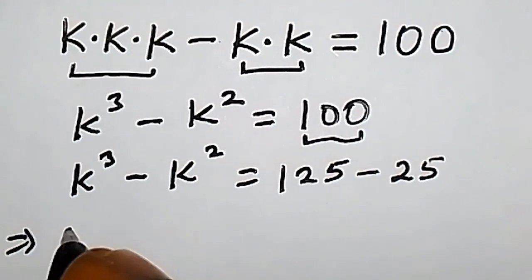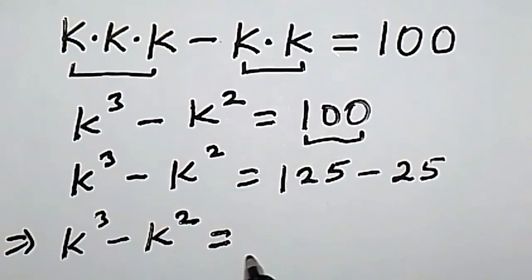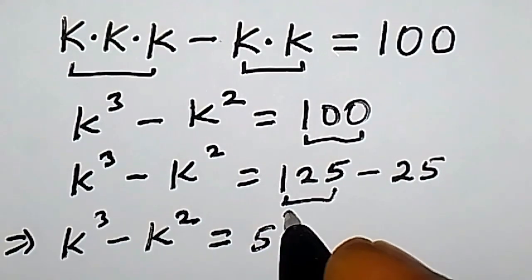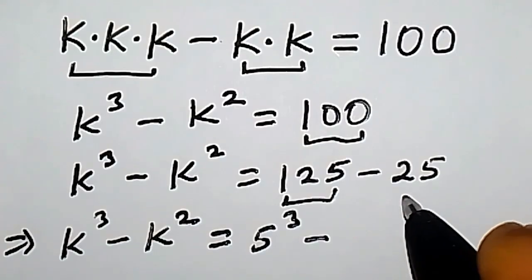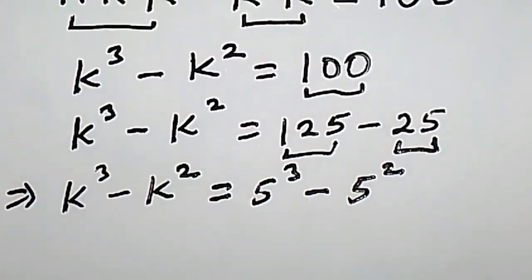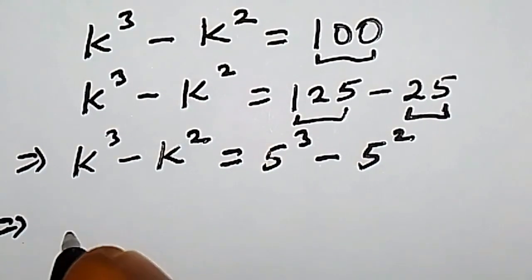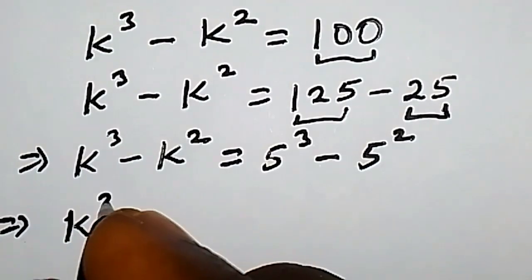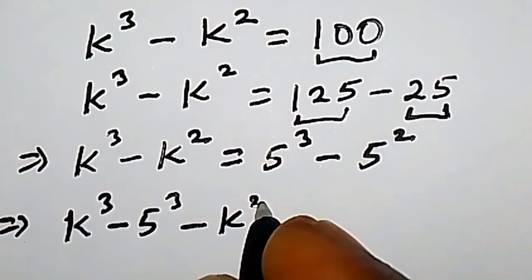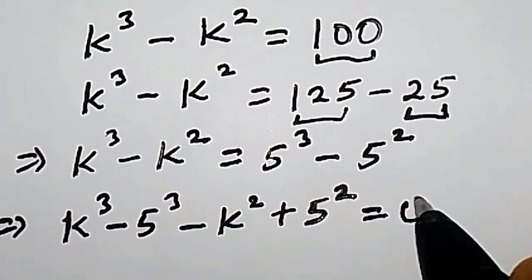This implies that k to the power of 3 minus k to the power of 2 is equal to, we can rewrite 125 as 5 to the power of 3 minus, we can also rewrite 25 as 5 to the power of 2. Now, let us transfer each of these to the left hand side correspondingly. So that will be k to the power of 3 minus 5 to the power of 3 minus k to the power of 2 plus 5 to the power of 2 equal to 0.